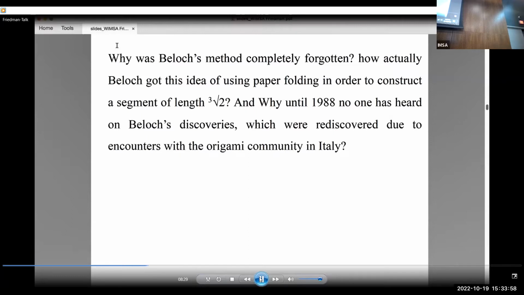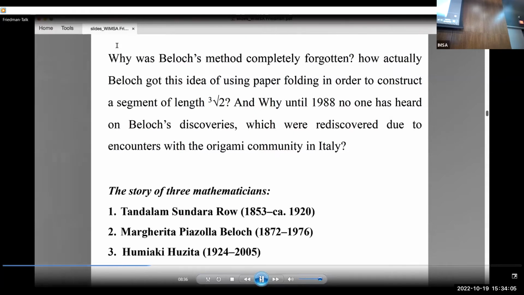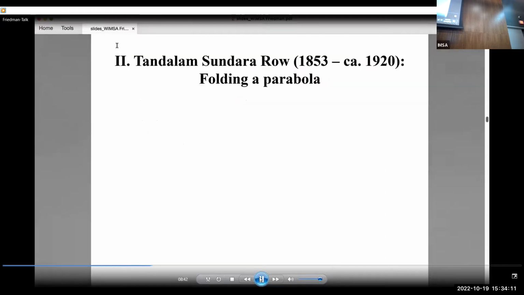It is this story that I would like to present today, and I will concentrate on 3 figures in my talk. Beloch and Uyas. I will start, therefore, analyzing Rao and how he folded a problem.